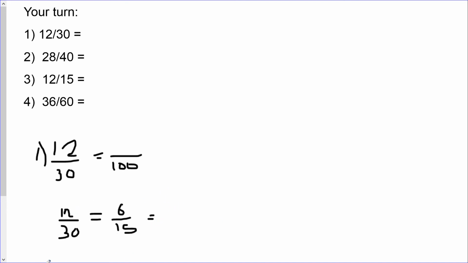So I'm going to leave you to finish that question and answer questions 2, 3 and 4. So pause the video now, so you give yourself a chance to answer those questions. So you should have had a go at all of those questions now, and all of these require you to simplify before going back to the denominator of 100. So let's have a look at what your answers should have been.